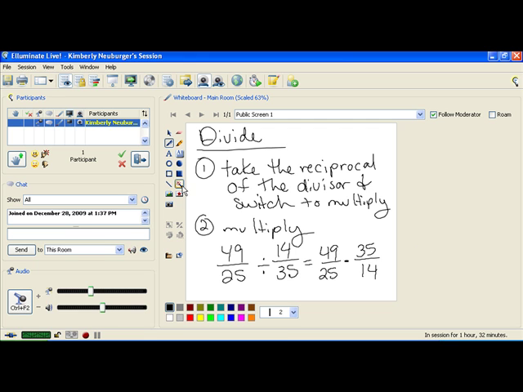And I notice that I can pair up the 25 with the 35 by dividing them both by 5. 5 goes into 25 5 times, and 35 7 times. Now I notice that I can pair the 49 here up with the 14. 7 goes into both those. So I'm going to divide 7 into 49 to get 7, and 7 into 14 to get 2.